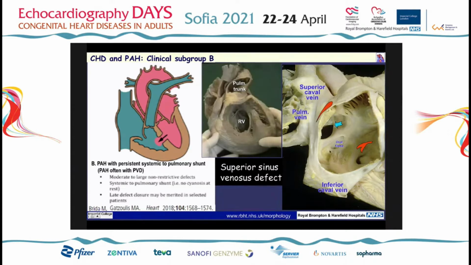So it is above the level of the intact atrial septum. In other words, the defect is just above it and usually associated with partial anomalous pulmonary venous connection to the superior caval vein.